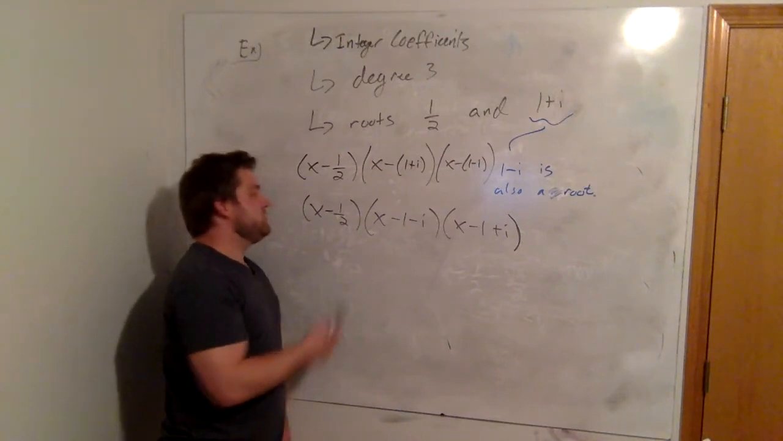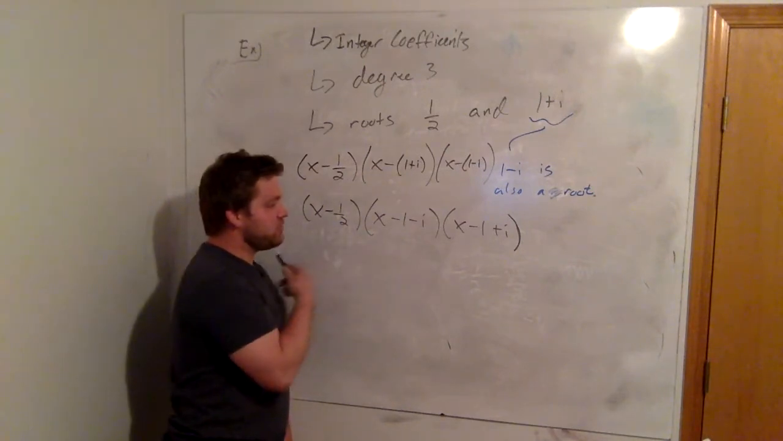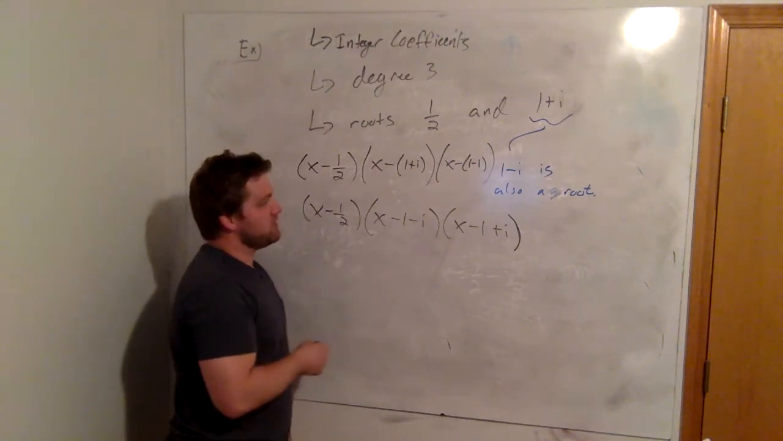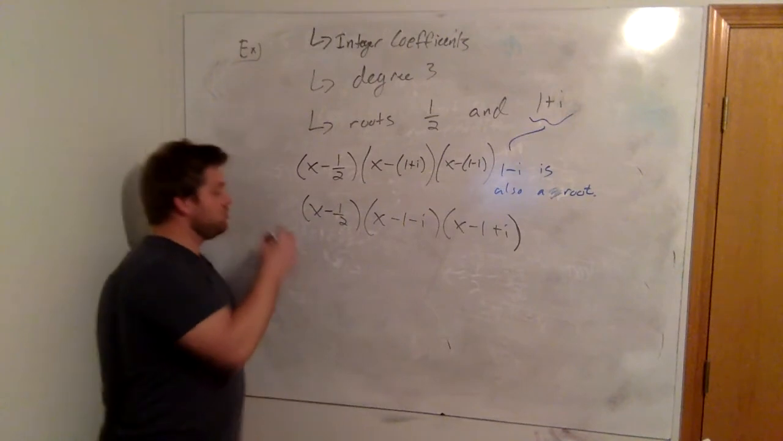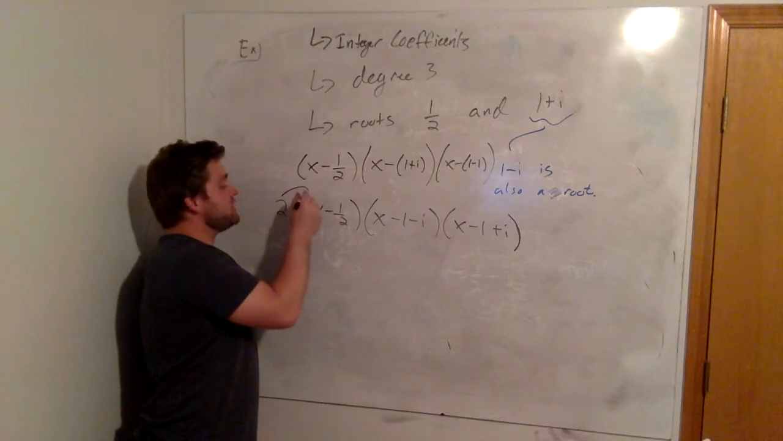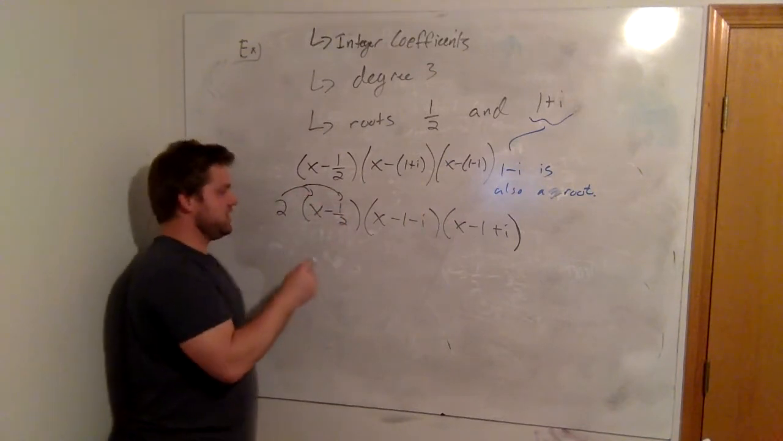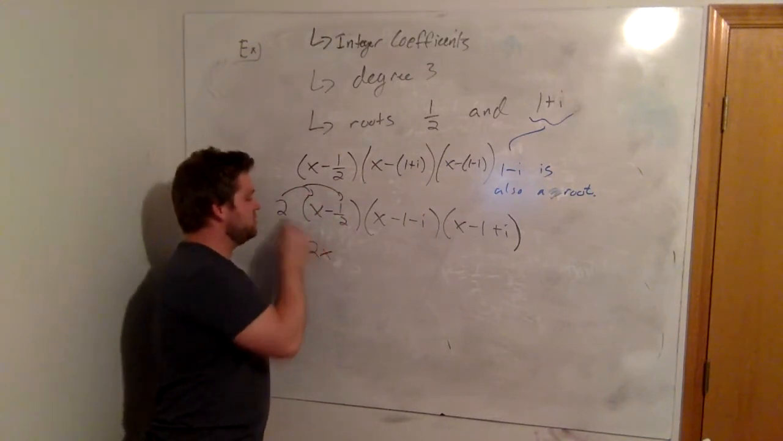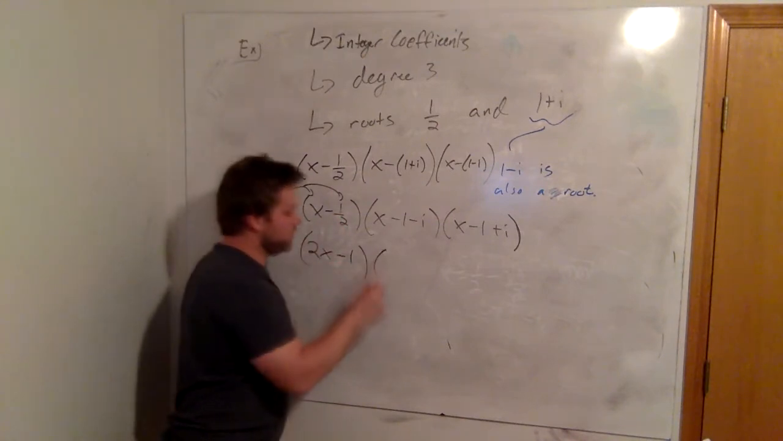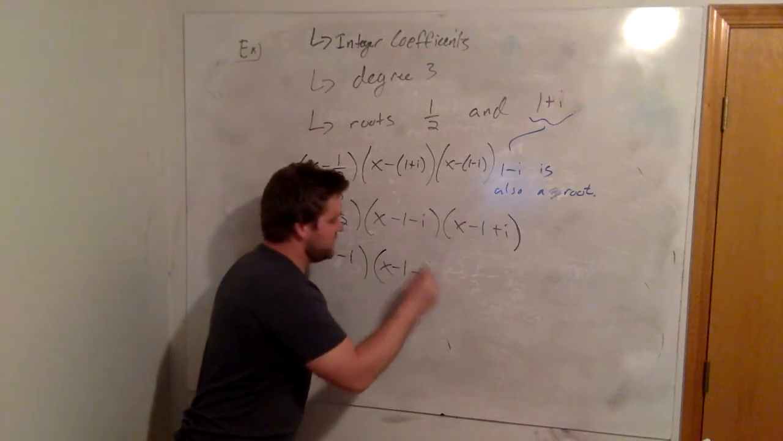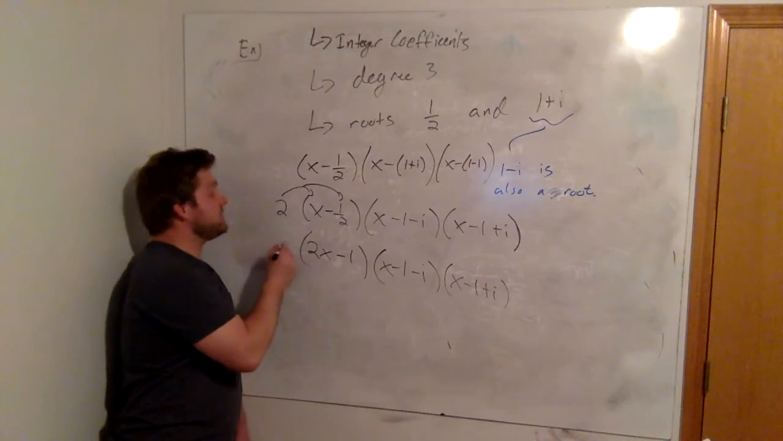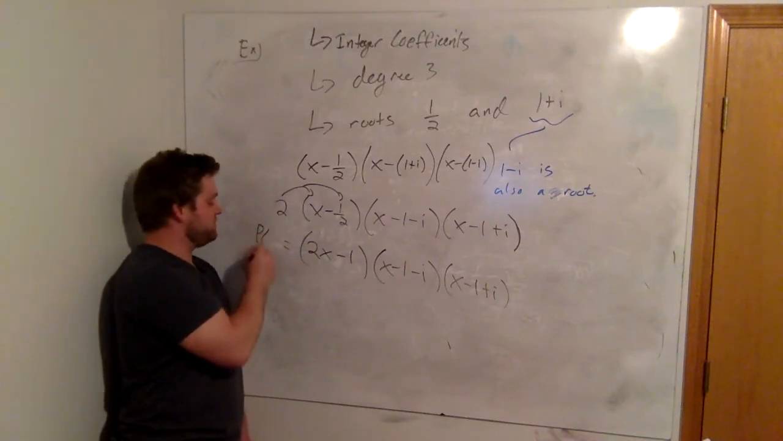Well, to keep these as roots, remember I could scale this polynomial by whatever I'd like. Let's say I scale this polynomial by 2. If I distribute that 2 into here, what's that going to do? I'll get 2x, and 2 times 1/2 is a 1. So I'll get 2x minus 1 times x minus 1 minus i times x minus 1 plus i. So I'm claiming that this is the polynomial that our boss wants.